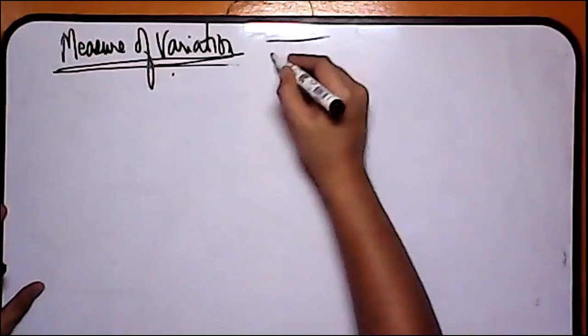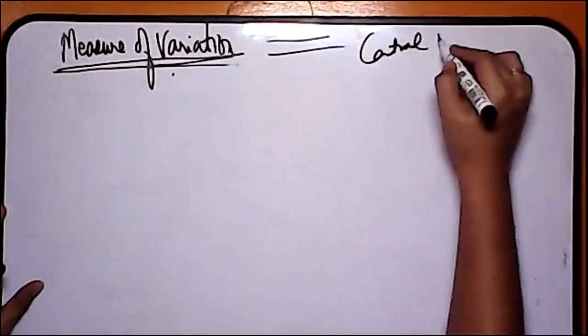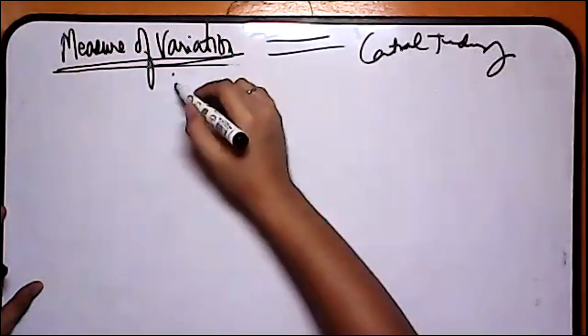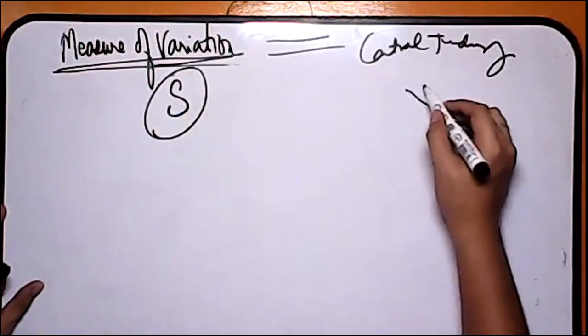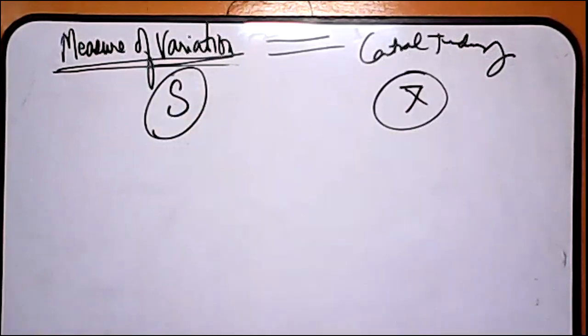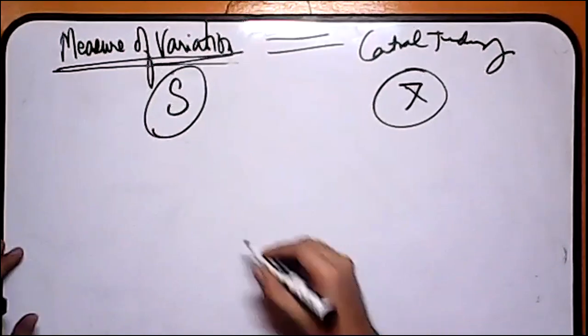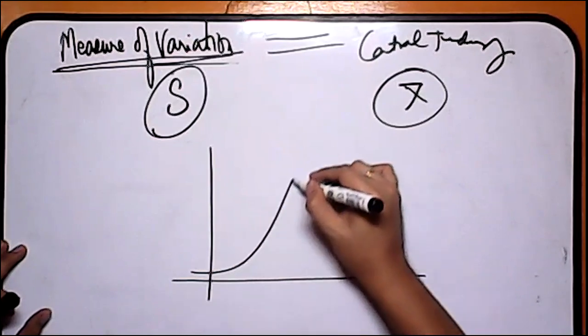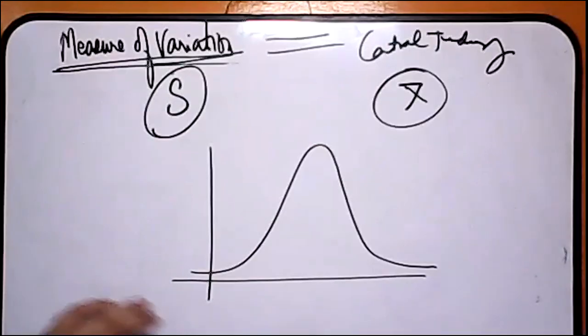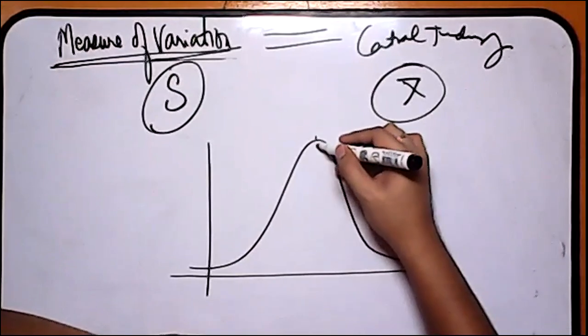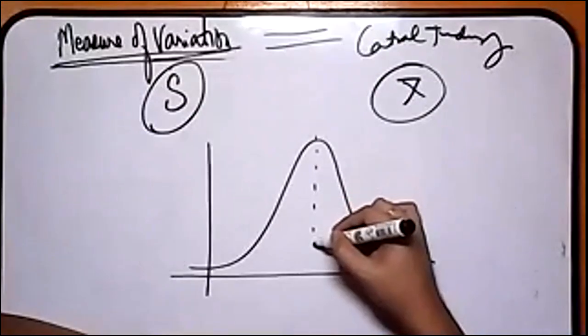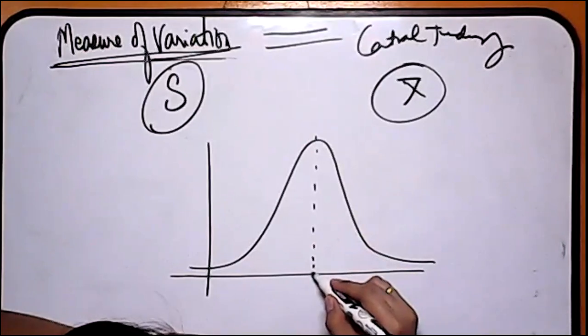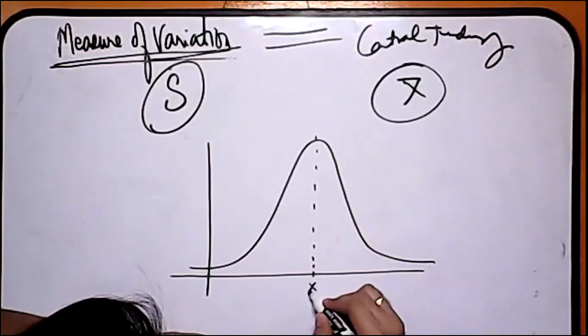What is now the relationship of the measures of variation and the measures of central tendency, particularly the standard deviation and the mean? Okay? Now, let me draw again the normal curve. Okay. Ang sabi natin, sa gitna ng normal curve, that is our mean. Okay, this is our mean.